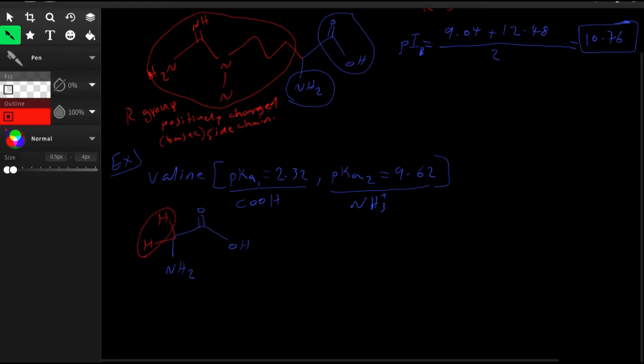So this is the R group, and we have the amino and carboxyl group. So the pI for the neutral equal, as we remember, the formula is the amino group plus the carboxylic group divided by 2. So we're gonna have the amino group plus the carboxyl group: 9.62 plus 2.32 divided by 2 equal gonna be 5.97.